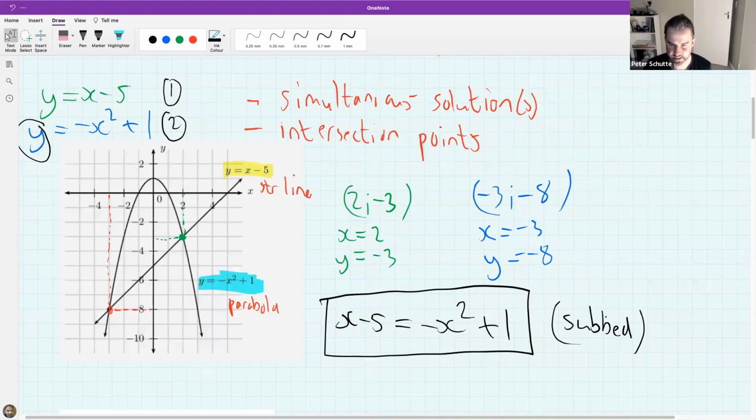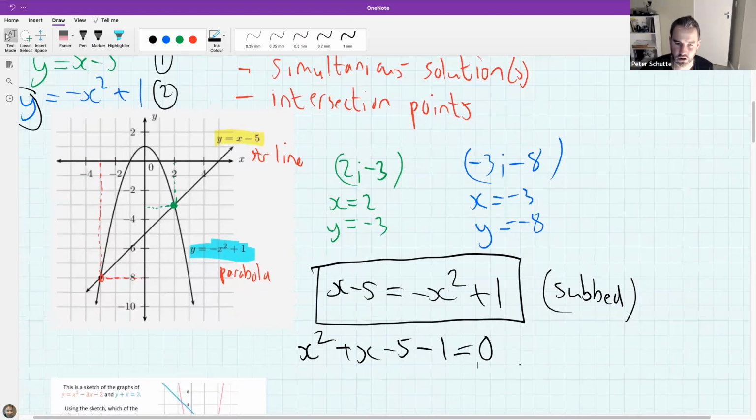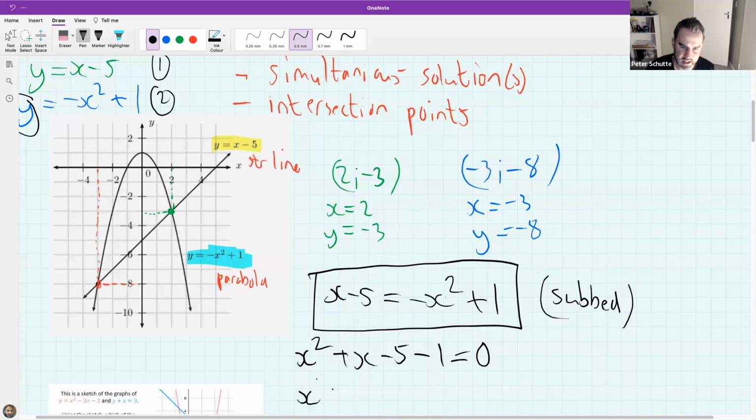Okay, do you understand what I did there? Now, if I'm telling you the truth about this, the answer that I get from the algebraic method should match the answer that I've got graphically. So let's see how I would do that. It's a quadratic equation, so I'm going to move it into standard form. So I've got x squared plus x minus 5 minus 1 is 0, and that's just by moving the terms across. And then I've got x squared plus x minus 6 is 0.